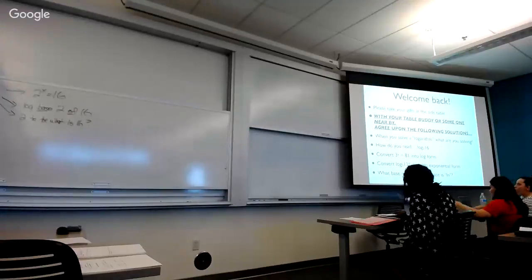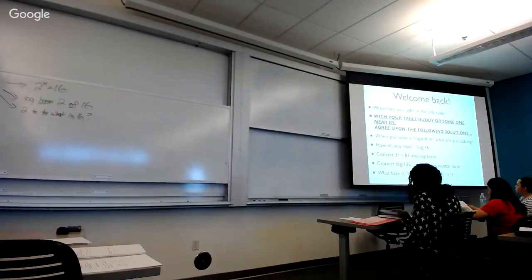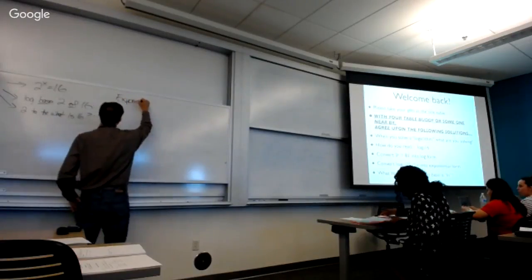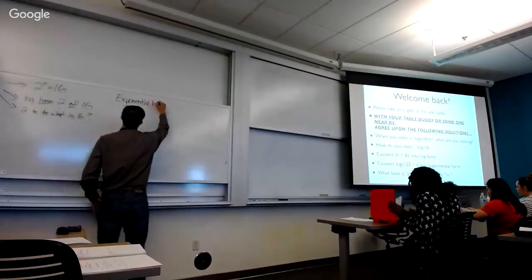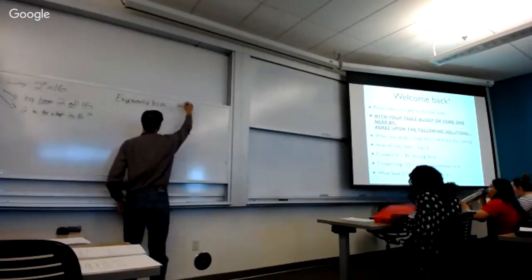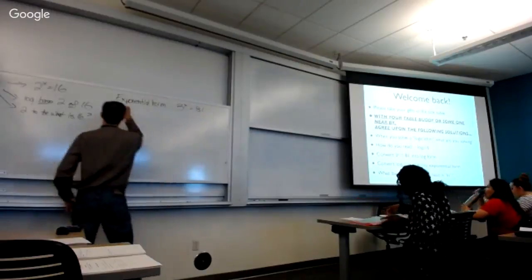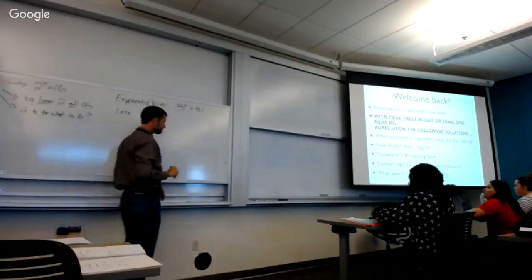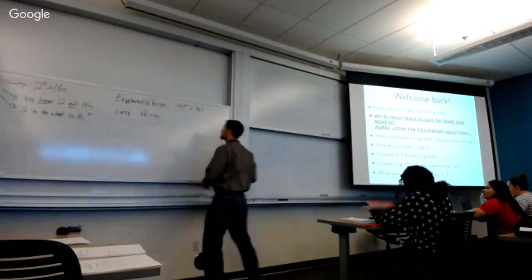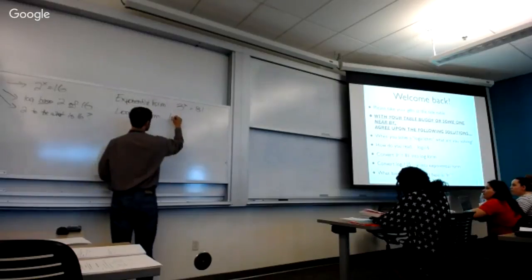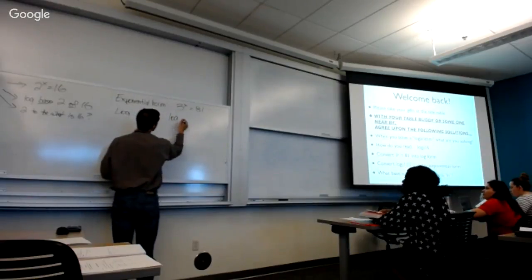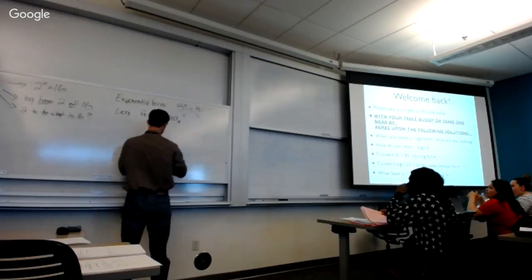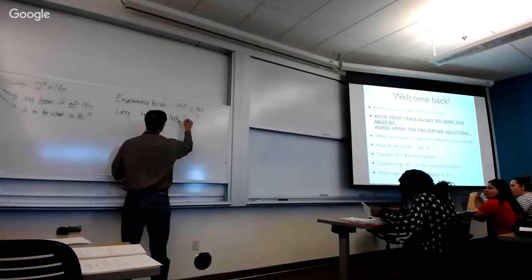Now how do you convert 3 to the x into log form? So here I'm going to write this down in exponential form. We would have the equation 3 to the x equals 81. How do we rewrite that in log form? Log what? Base 3. We have log base 3 of 81 equals x. Yeah, exactly right.